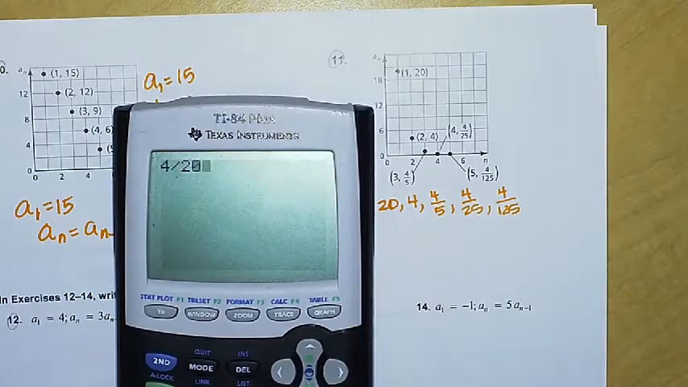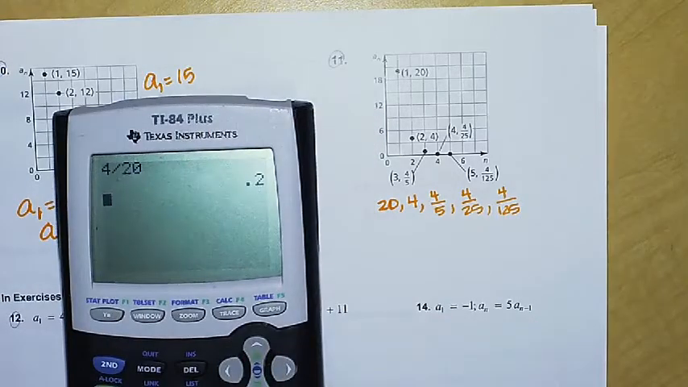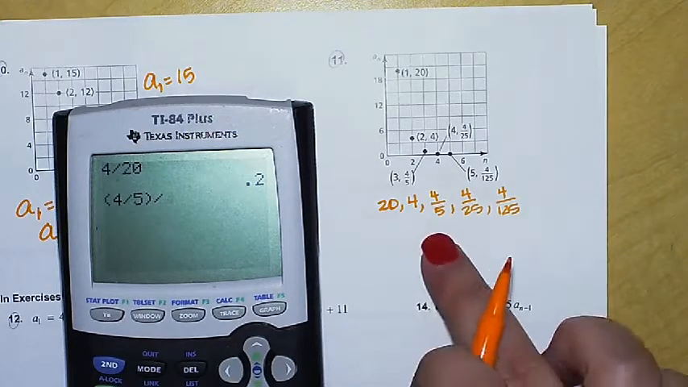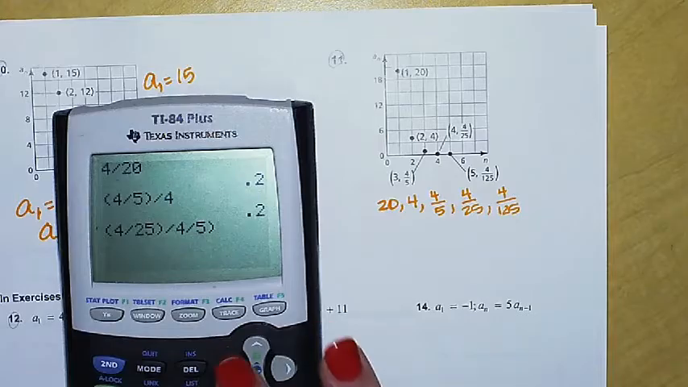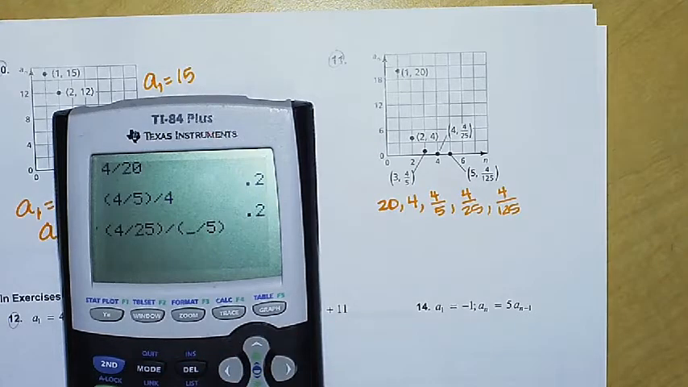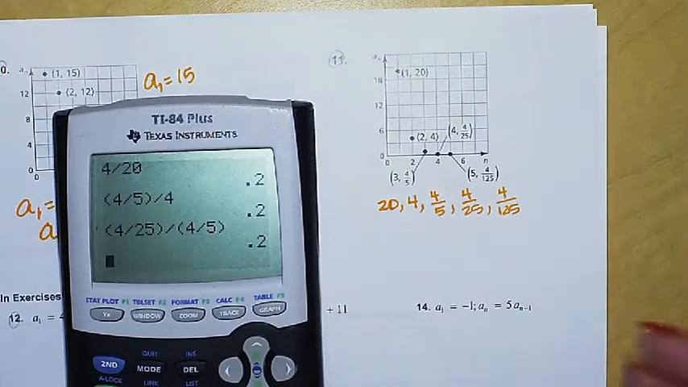4 divided by 20 is 0.2, or again 1/5. And then if I do the next one, which is 4/5 divided by 4, in parentheses, I get exactly the same thing. And I could do it again and say 4/25 divided by the 4/5. There we go. So we definitely have a common ratio here, and it is 0.2 or 1/5.